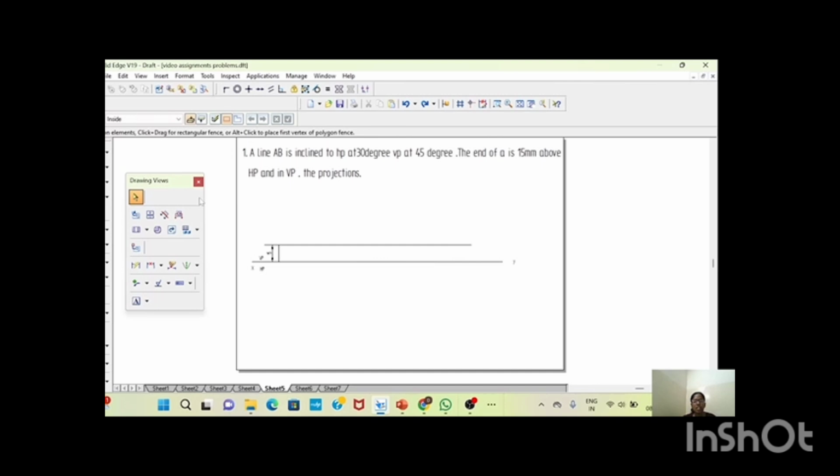In the given question, they have given 30 degree at HP and 45 degree at VP. We have to take it in reverse. We have to take 30 degree at VP. Now select a line of 0.13 mm. Give the length as 70 mm and the angle as 30 degree.